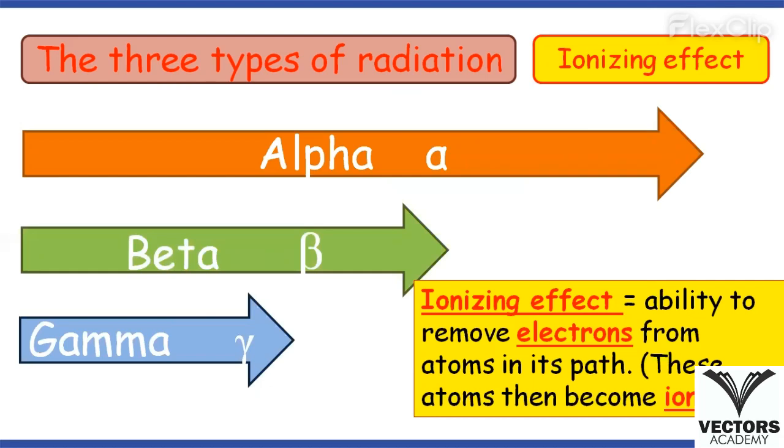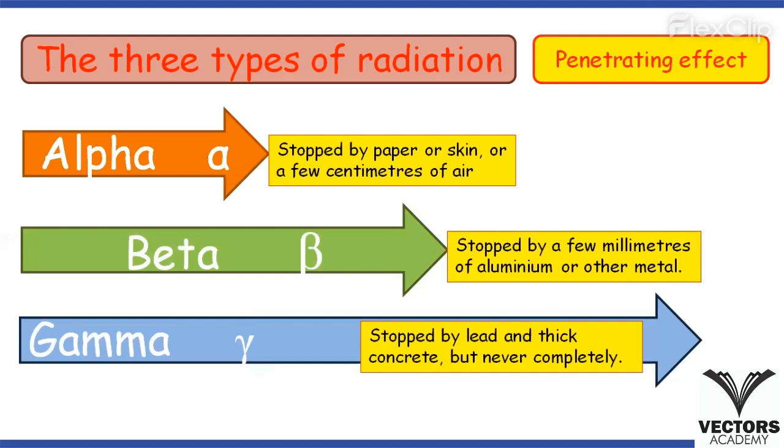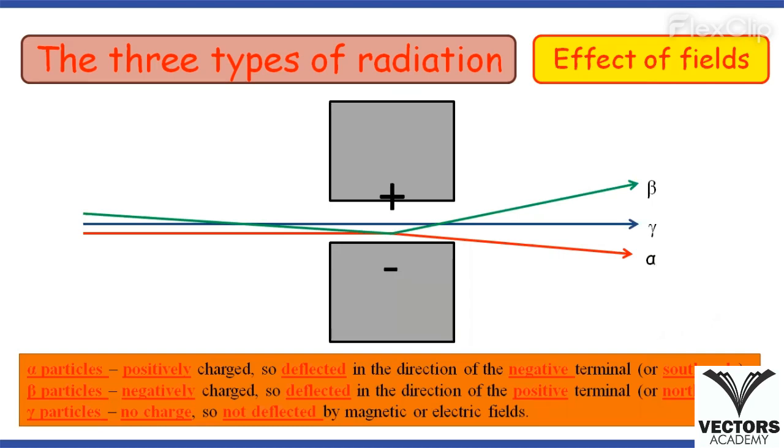When we consider ionizing effect, alpha is the maximum, then comes beta, and then gamma. When we consider the penetrating effect, gamma is the maximum, then beta, and then alpha. Now, how do they get deflected in an electric field? Alpha particle is positively charged, so it is deflected in the direction of the negative terminal. Beta particle is negatively charged, so it gets deflected in the direction of the positive terminal. Gamma has no charge, so it does not get deflected.